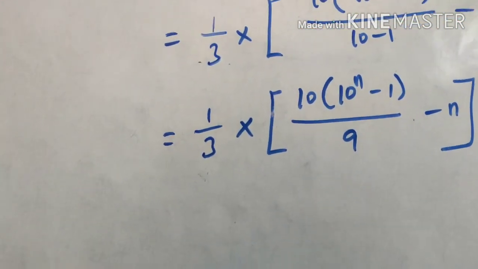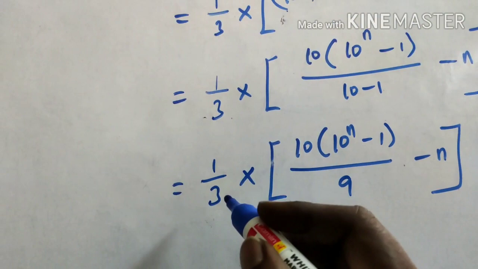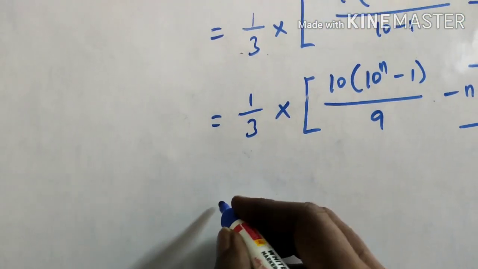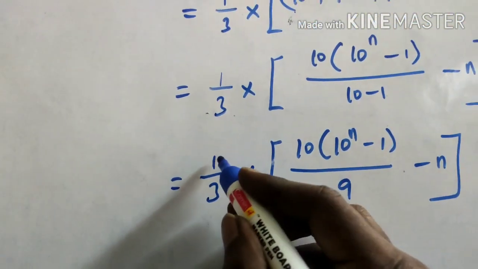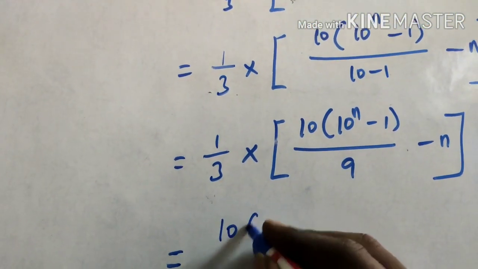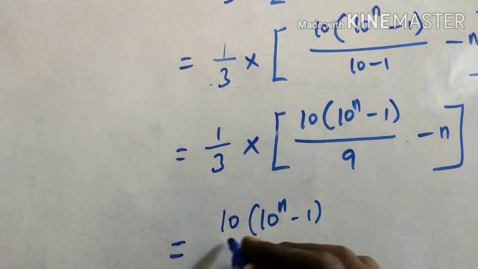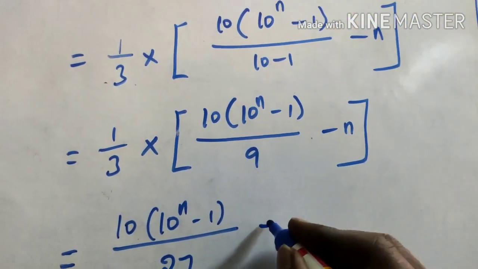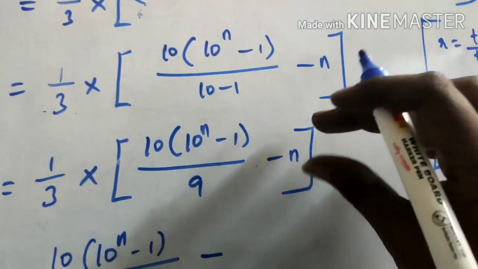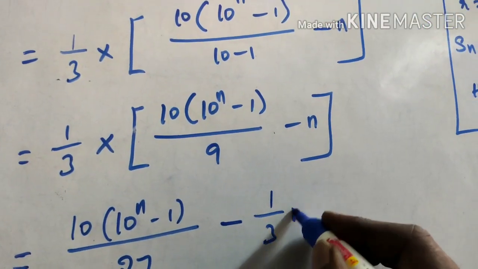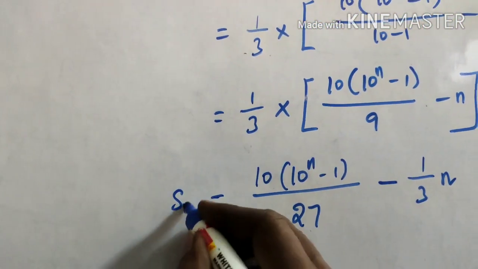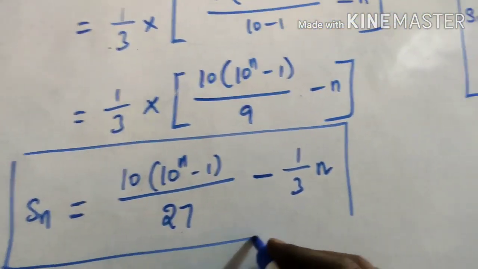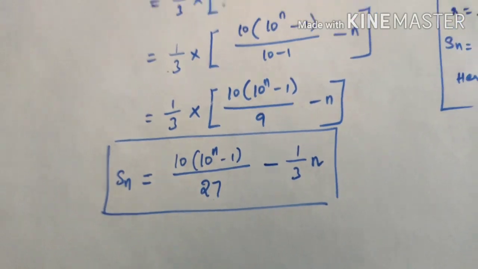Only the final answer changes, because in the last sum we multiplied by 5 by 9. Here we are multiplying by 1 by 3. So see here, 1 tens are 10 into 10 power n minus 1 by 3 nines are 27, minus 1 by 3 into n. That's all. So this is Sn. Clear? So very simple 5 mark.